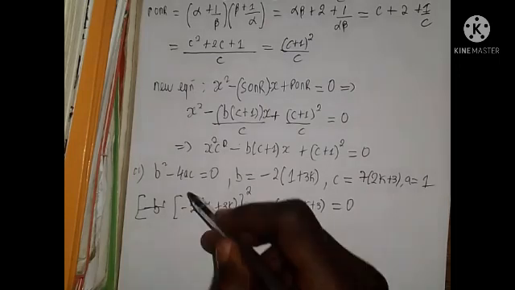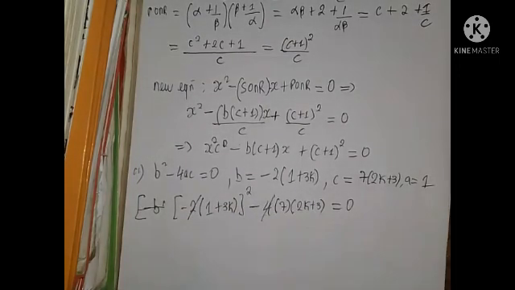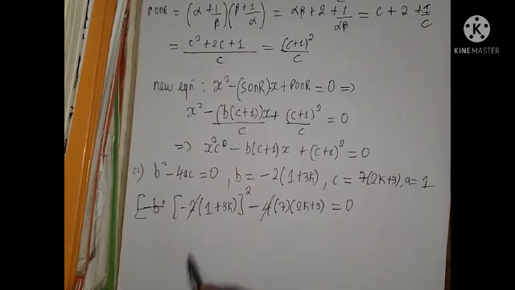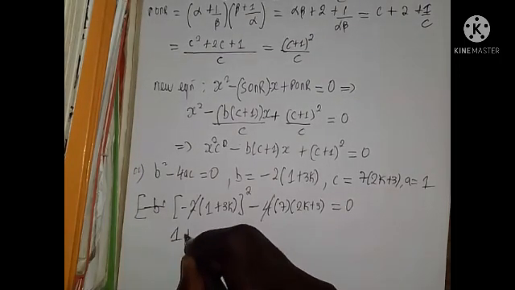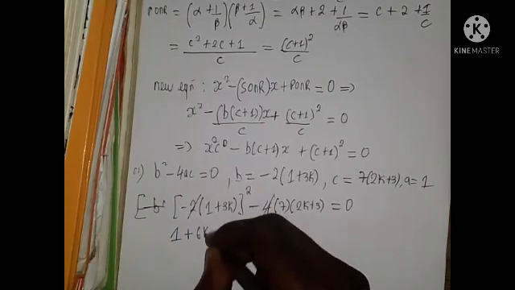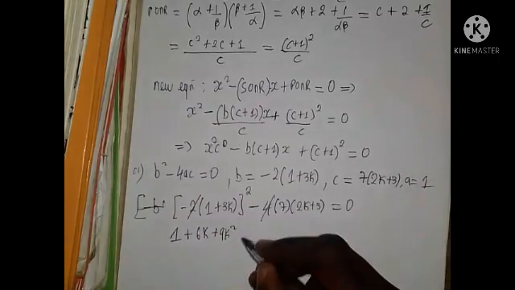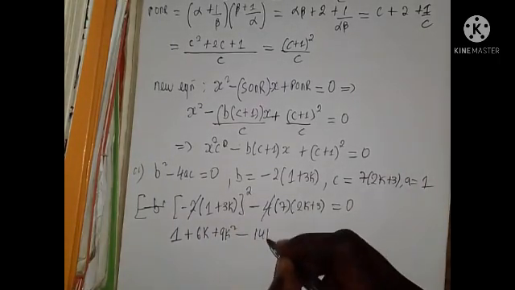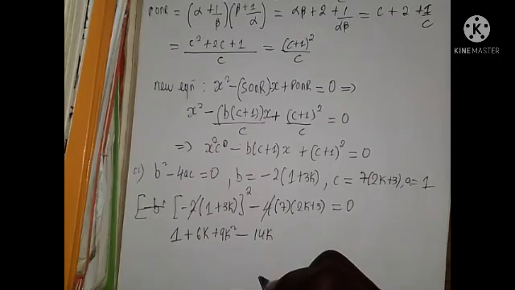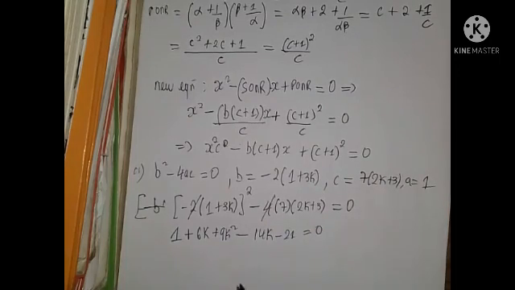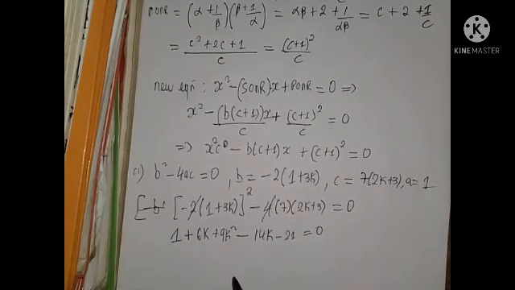So to simplify this, we're going to get rid of these. When we get rid of them and open all the brackets, we're going to have 1 plus 6k plus 9k squared, minus the other side, which gives 14k, minus 21 is equal to 0. So now again, we're going to deal with a quadratic equation, which we have to solve to get our values.